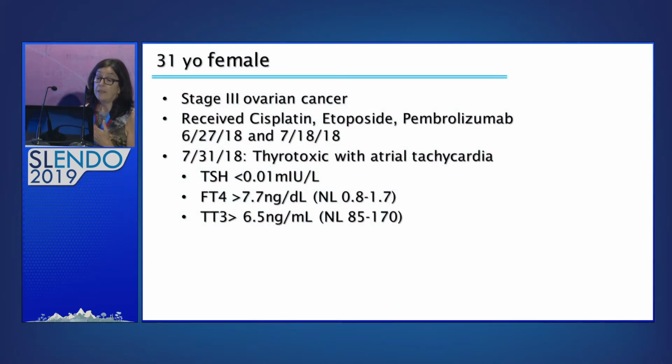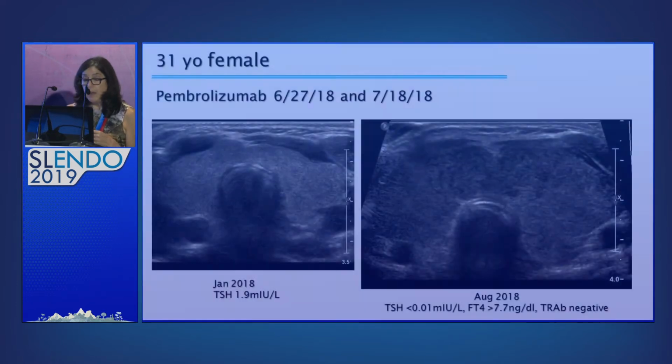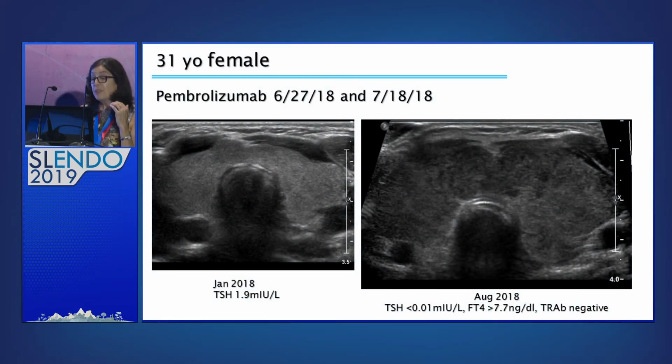So a real case: a 31-year-old, stage 3 ovarian cancer, was getting cisplatin and etoposide, so pretty normal drugs, but also pembrolizumab, that's a PD-1 inhibitor. She got 2 doses, June 27th and July 18th. On July 31st, so remember I said double drug, happens really quickly, she was thyrotoxic, tachycardic, her free T4 is off the wall. And look at her total T3. And it was just with these 2 doses.